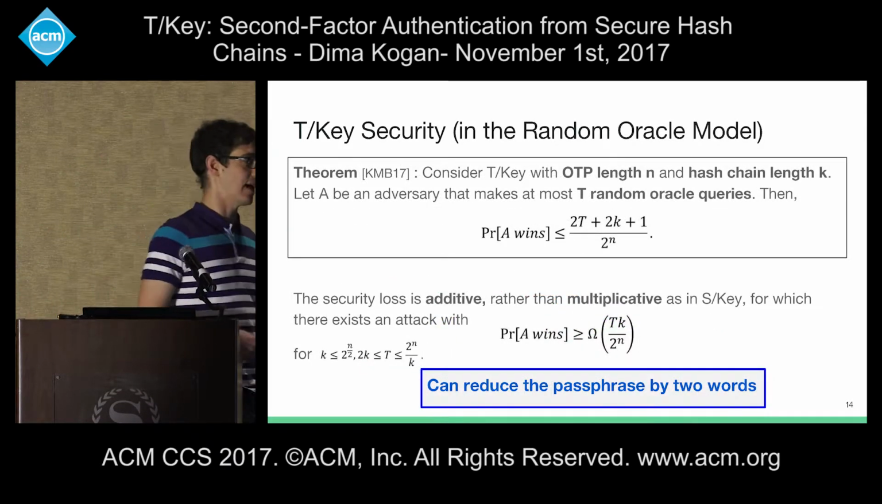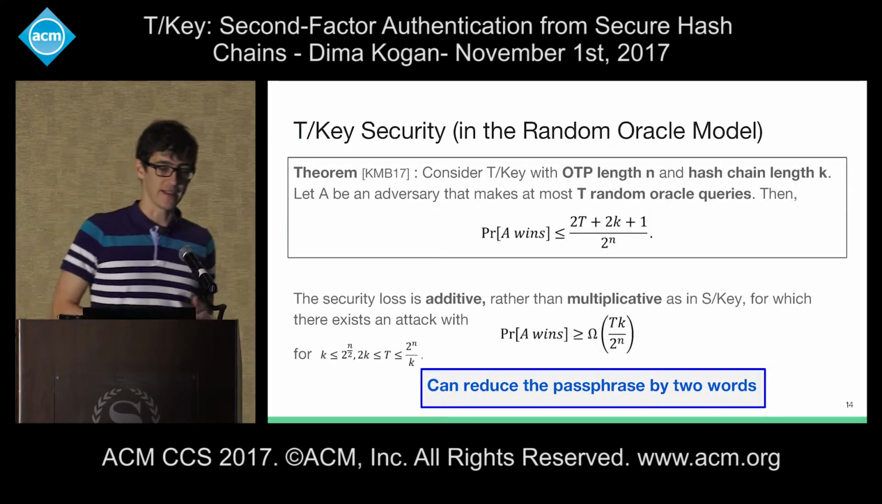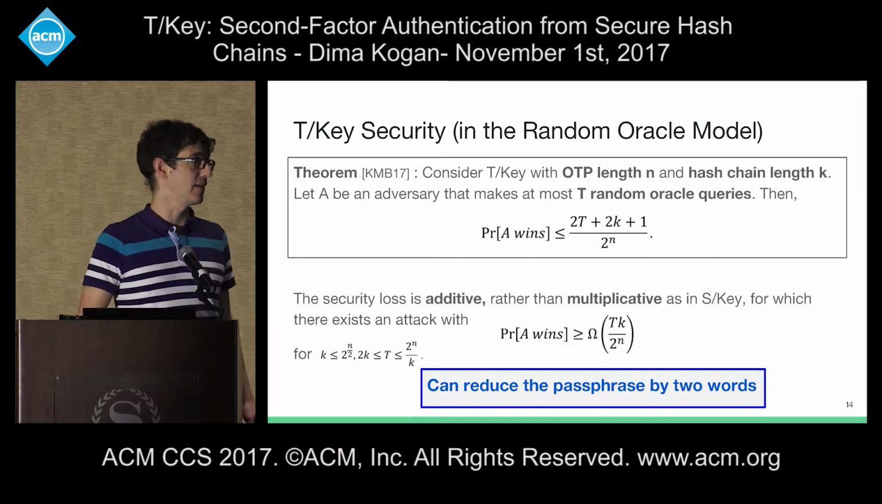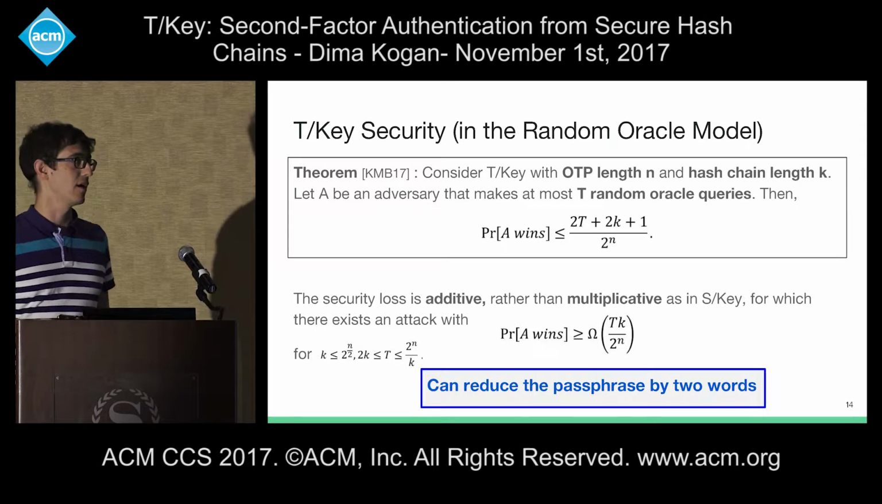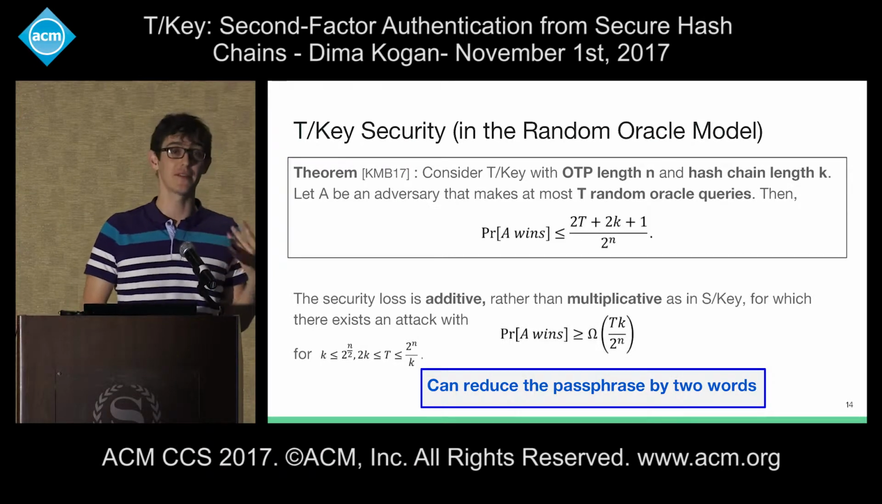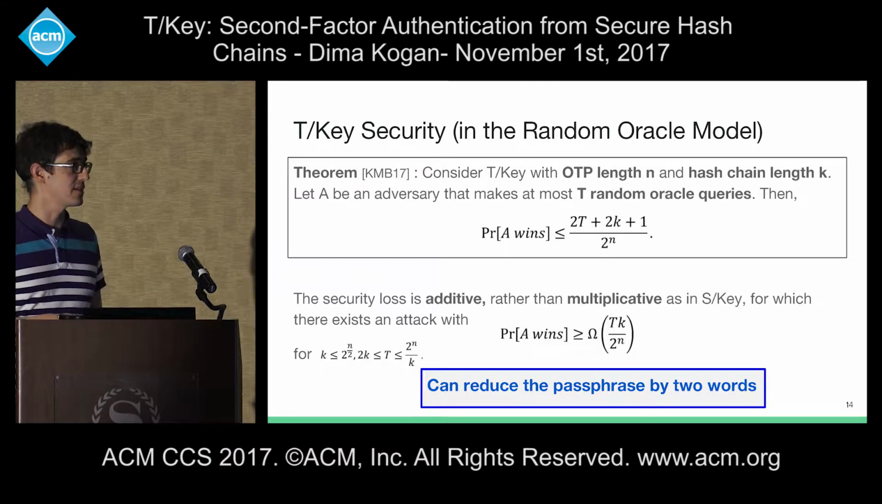So we analyzed this security game in the random oracle model, and we show that for our scheme, when used with password length n and a hash chain of length k, an adversary that makes at most t random oracle queries to the underlying hash function can only break the scheme with a probability that is 2t plus 2k over 2 to the n.